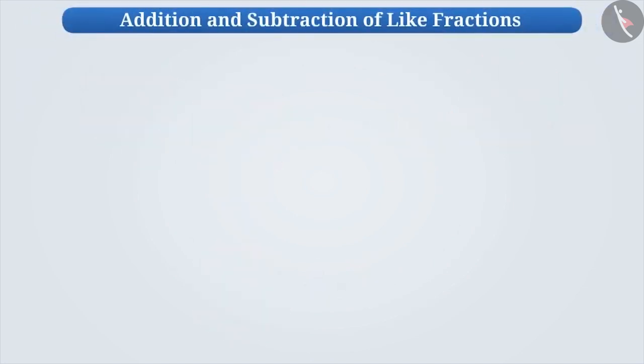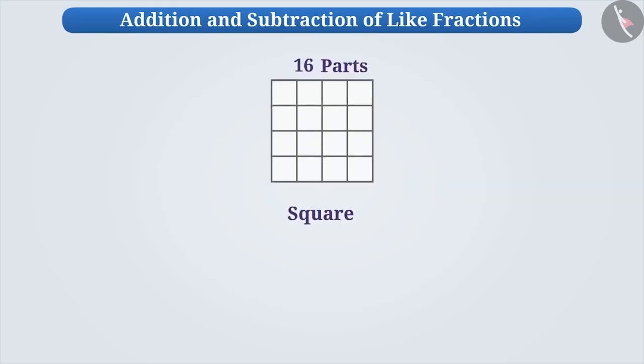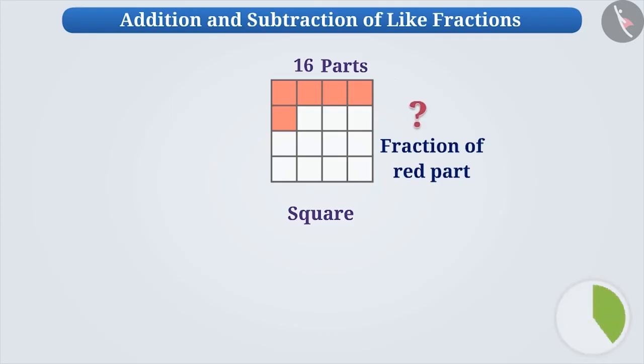First, we will learn about the addition and subtraction of like fractions. Look at this square. We have divided this square into 16 equal parts. Out of the 16 parts, if we fill red color in 5 parts, then what will be the fraction of red part in the whole square? Think for a while.